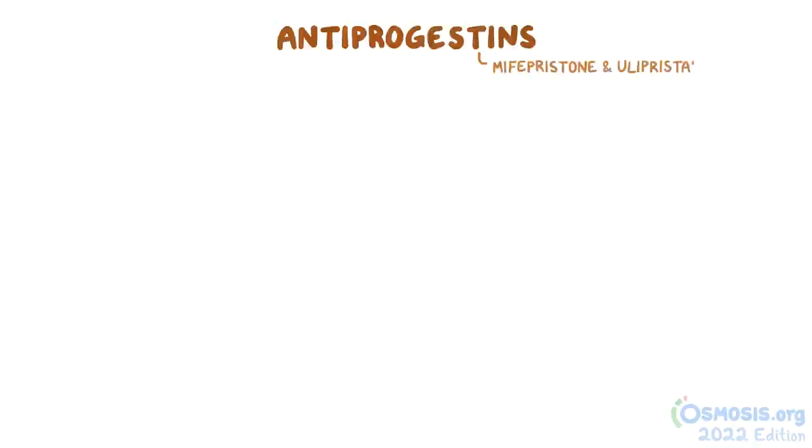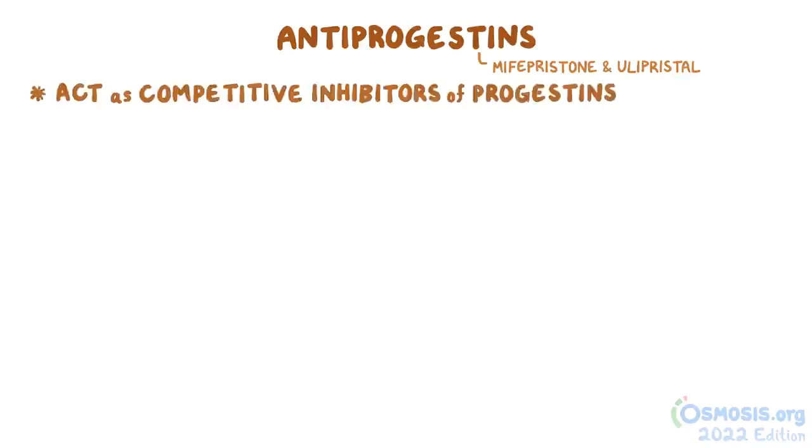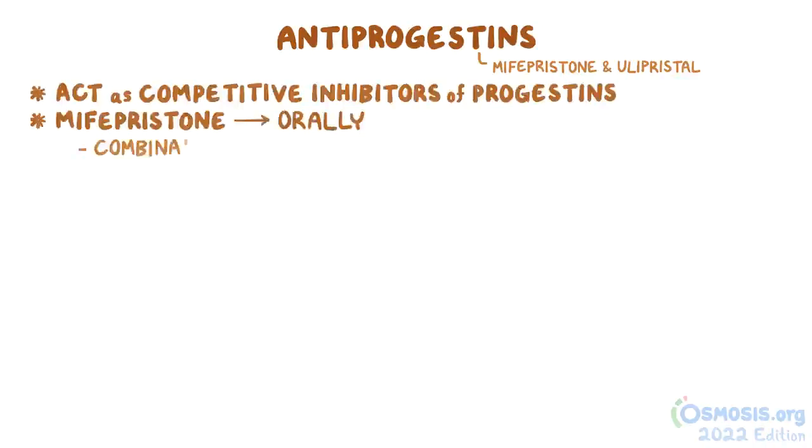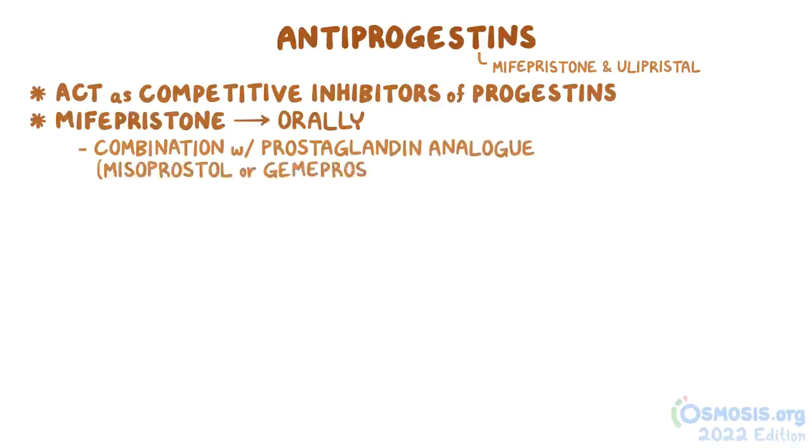So let's switch gears now and move on to antiprogestins, which include medications like mifepristone and ulipristal. Antiprogestins in general act as competitive inhibitors of progestins at progesterone receptors. Mifepristone is given orally in combination with a prostaglandin analog, such as misoprostol or gemiprost, because it can sensitize the uterus to the action of prostaglandins.